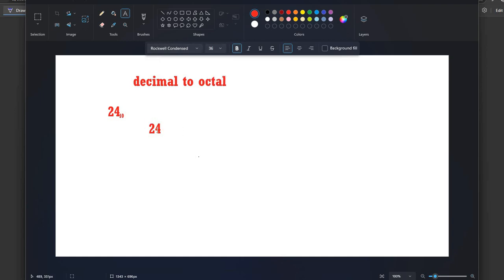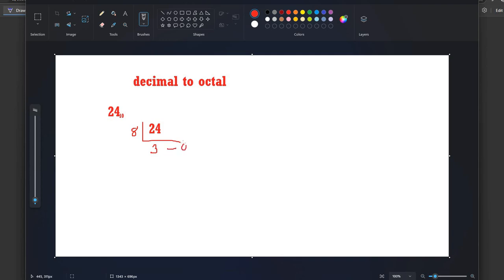24. We have to divide it by how much? 8. 8 3s are 24. So how much will be the remainder? 0. Can you divide 3 by 8? No, you cannot directly without expressing a decimal number, right? So 8 3s are 24, the remainder is 0. So the octal equivalent of this number is, we have to write this way, 30 to the base 8.